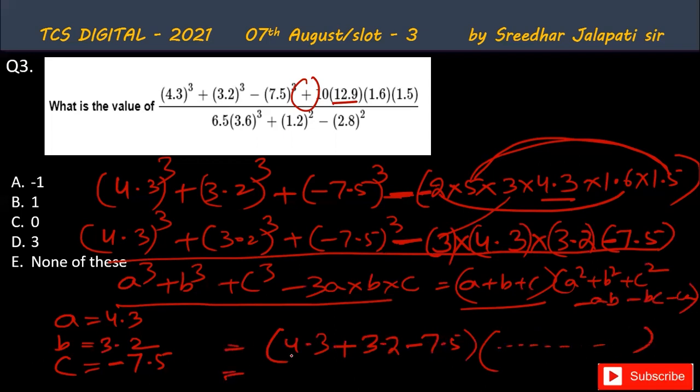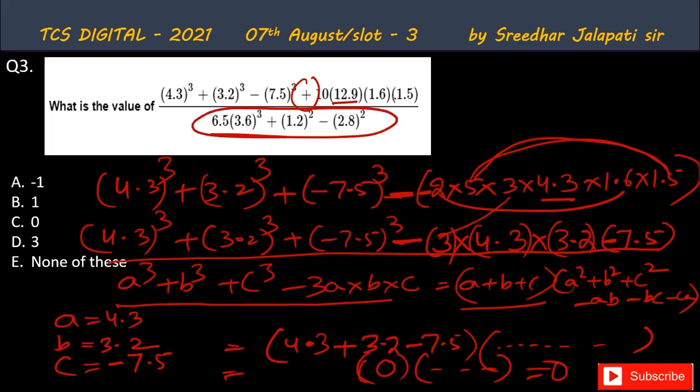Why? You will understand. 4.3 plus 3.2 is 7.5. 7.5 minus 7.5 is 0. And 0 into anything is again 0. 0 multiplied with any number is 0. And whatever the denominator, as the numerator is 0, of course, the denominator is clearly not 0, because 0 by 0 is not defined. Denominator clearly not 0. So the numerator is 0. So therefore, the final value is 0. The value of the expression is 0.